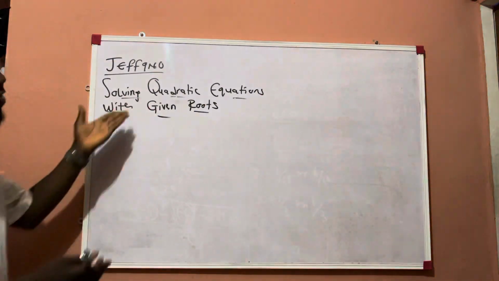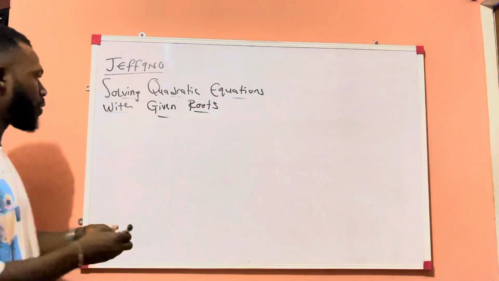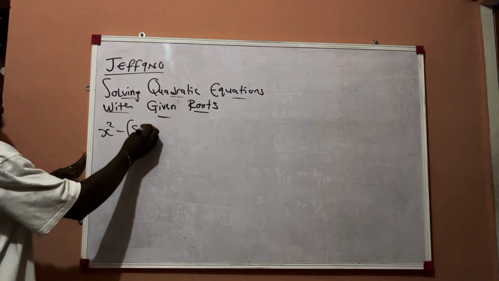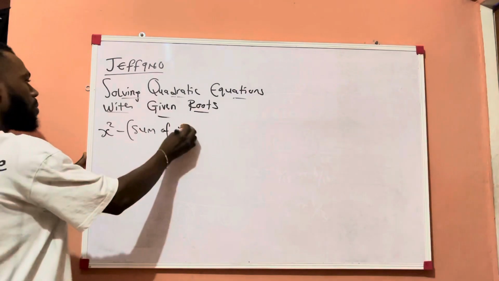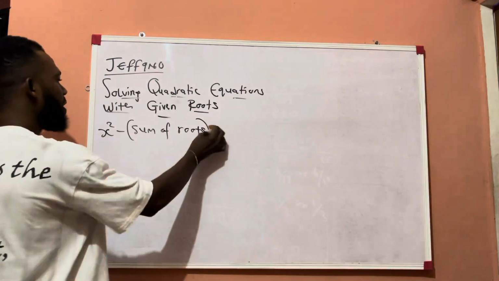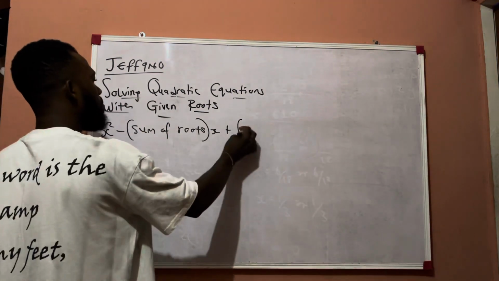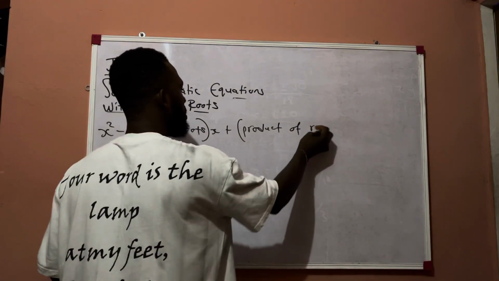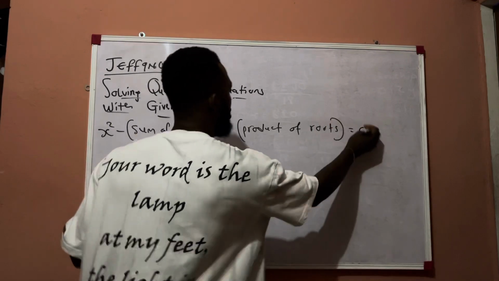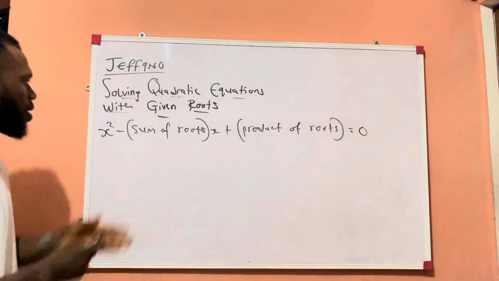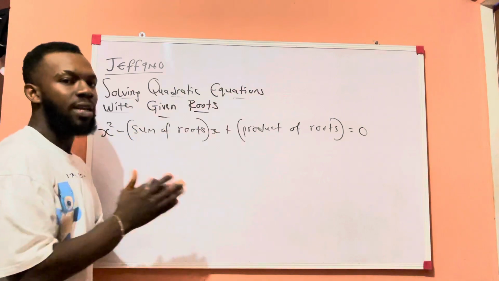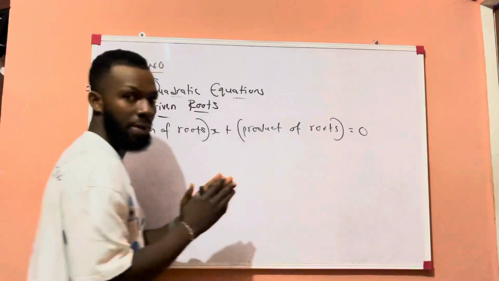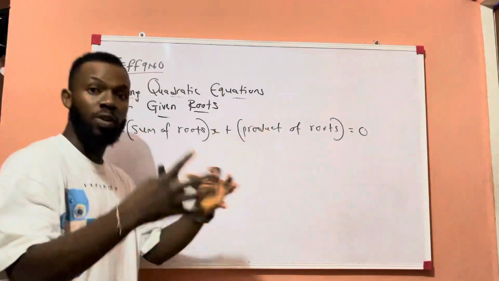The formula for solving quadratic equations, when the roots are given, is x squared minus (sum of roots) x plus product of roots equal to 0. Now, what does that simply mean? It means the sum of roots simply means the answers that are given to you, sum means you add them together. Now, the product of roots simply means the answer given to you, products means you multiply them, you times them.